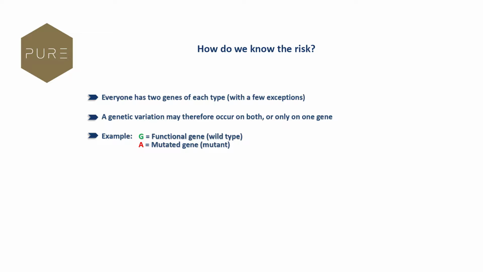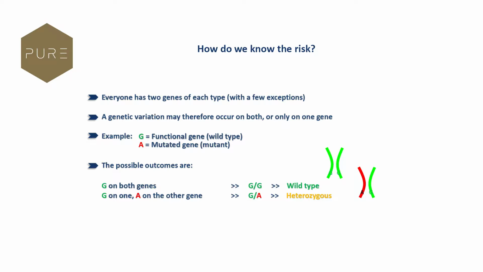So with this example, G would be a functional gene, A would be a mutated gene. And the possible outcome is G on both genes, we call it wild type, so it's a G here and G here. G on one, A on the other, and A on both. So A, G would be heterozygous, is what we call it. So wild type, heterozygous, only one of the two genes, and homozygous mutant. These are the three possible outcomes.